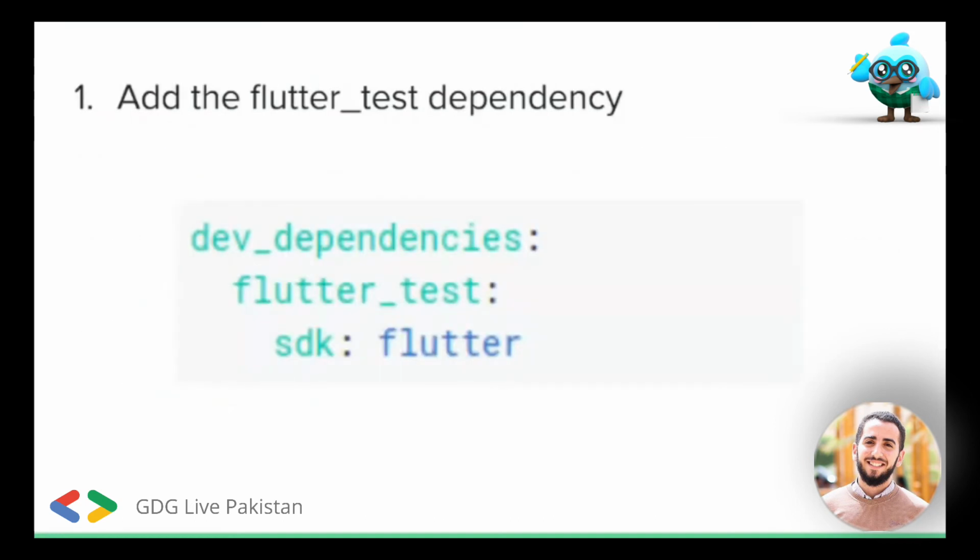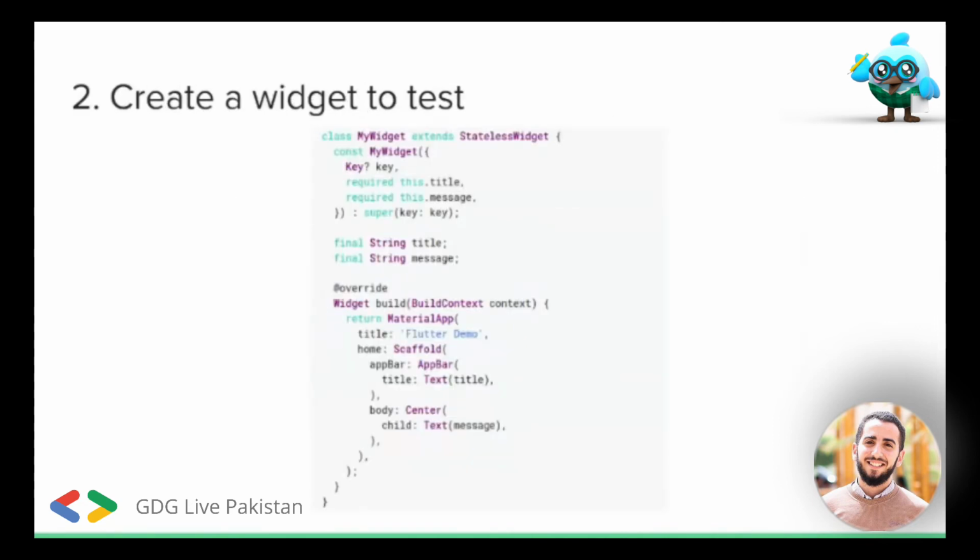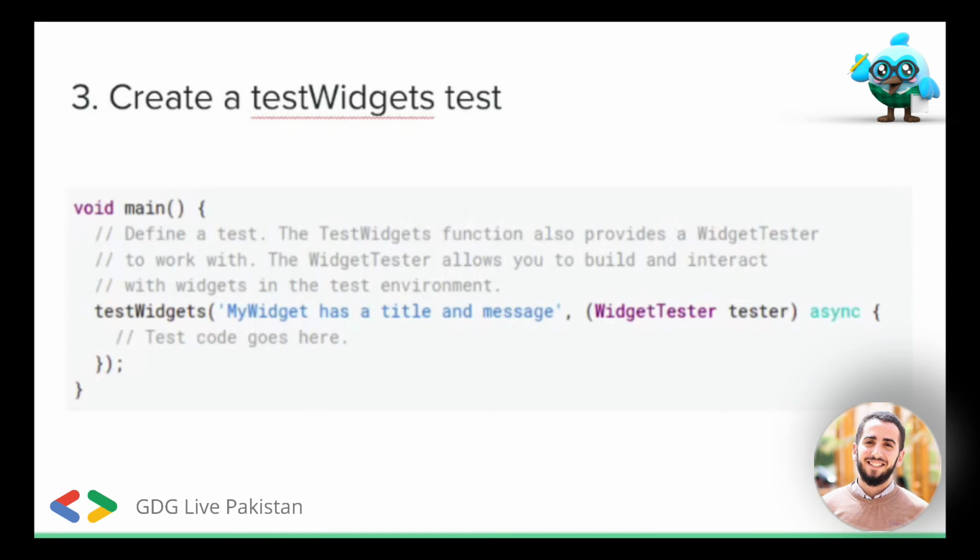In the first step, we need to add the flutter_test dependency. And of course, we add it in the dev dependencies because we need it only while developing. The second step, we need to create a widget to test. I used this simple widget that displays a title and a message. It's a basic UI.